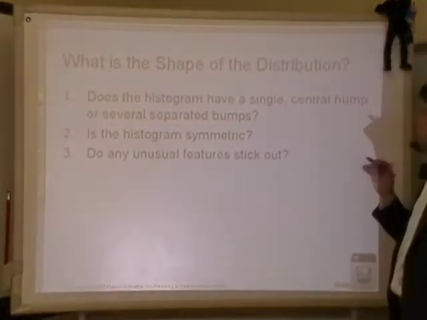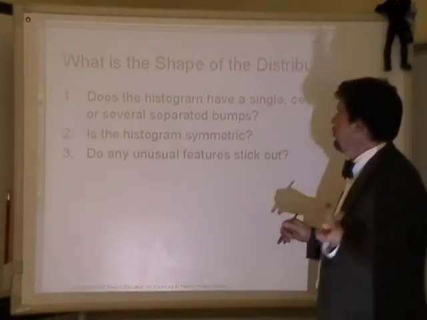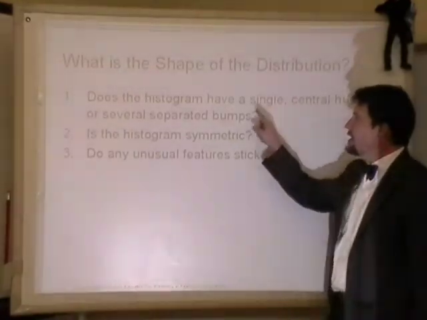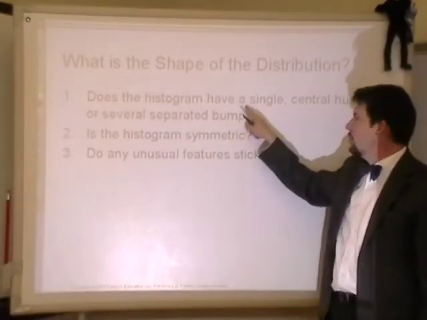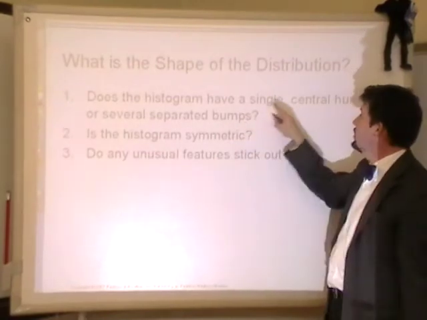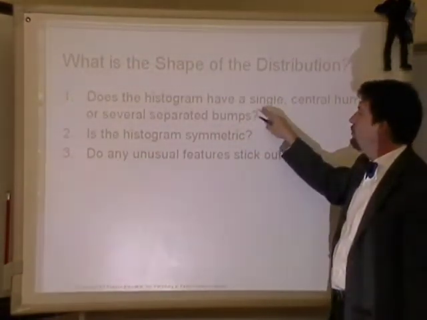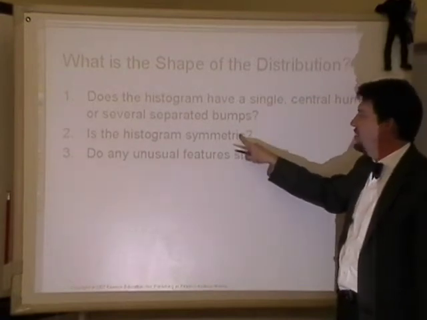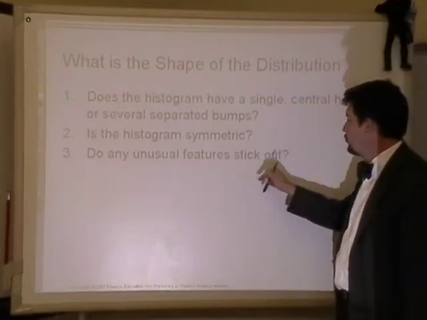Okay, so here we are, starting off with shape. There are 3 things we consider when we talk about shape. One is the number of humps or bumps you have. Don't start singing Black Eyed Peas songs here. I don't want to hear it. How many humps or bumps do you have in your histogram? Then we can talk about, is it symmetric or not, and unusual figures.